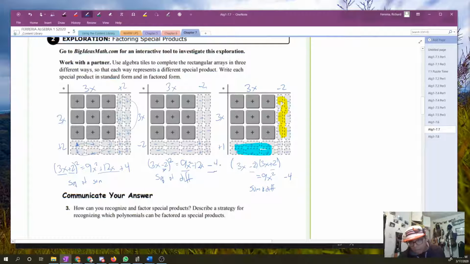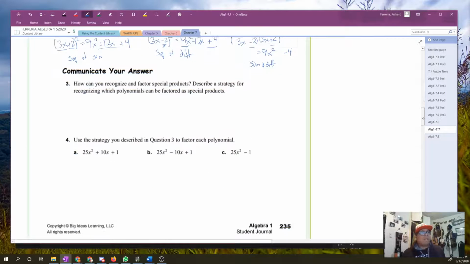And the mistake that I made earlier is this one right over here. This should be a plus 4. I even put positive tiles here, and you guys still let me write a minus 4. Thanks a lot. Okay, let's move on here.